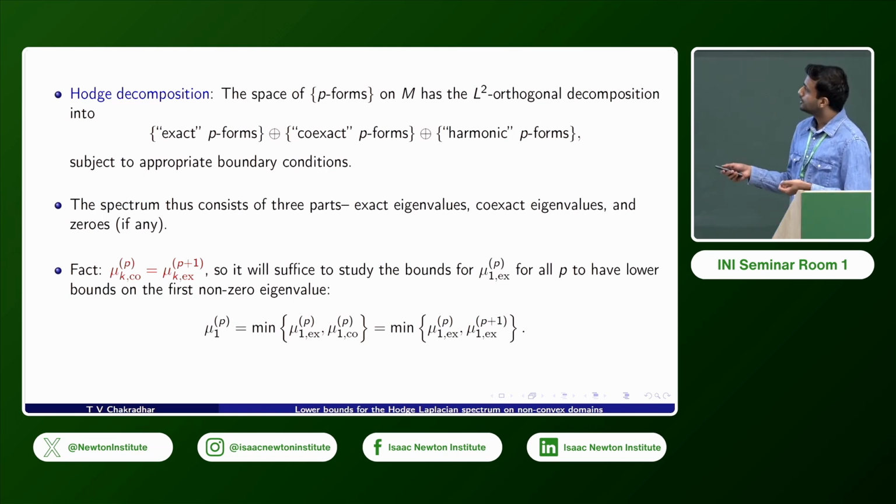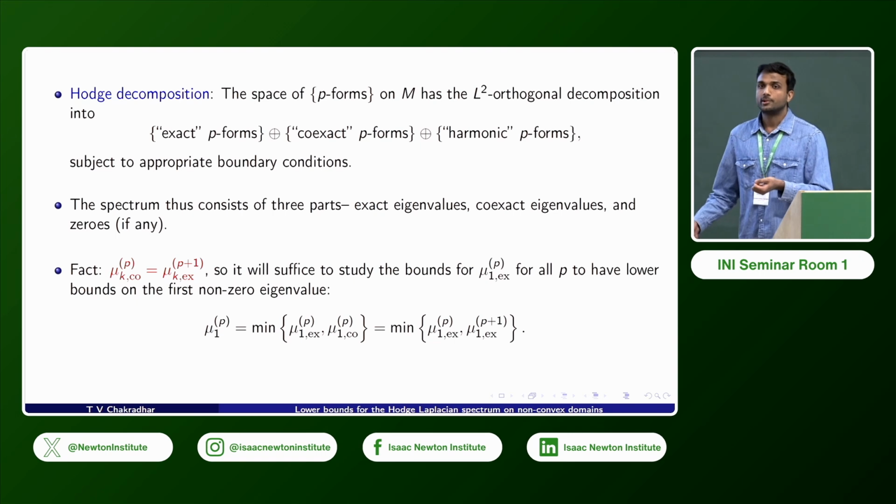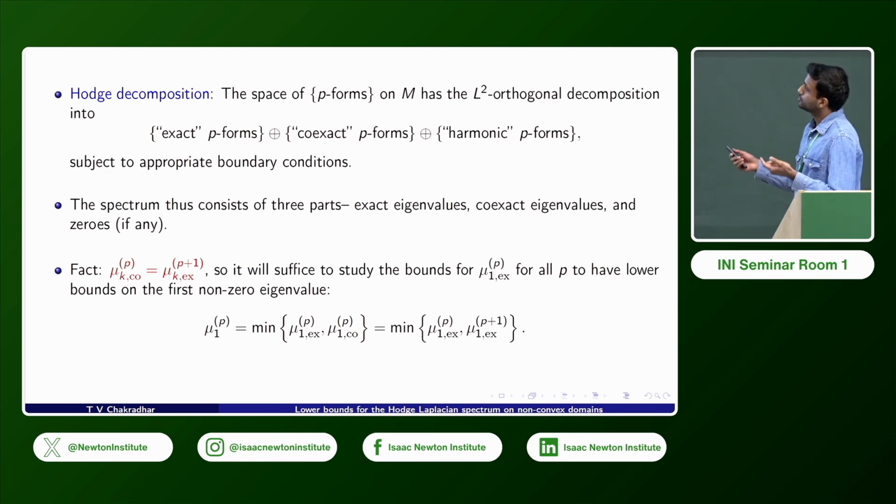And we also have this relation that the co-exact p spectrum is equal to the exact (p plus 1) spectrum. So it will suffice to just study one of these families, more or less. If you do it for all p, you cover everything. Basically you can write the lowest eigenvalue as the minimum of these two, which means you just have to look at the first eigenvalue of the exact p spectrum and the first eigenvalue of the exact (p plus 1) spectrum.